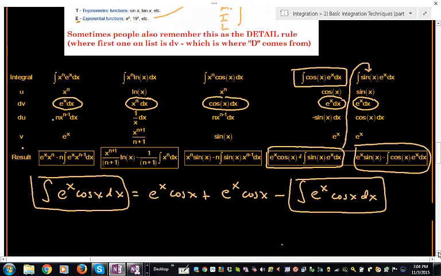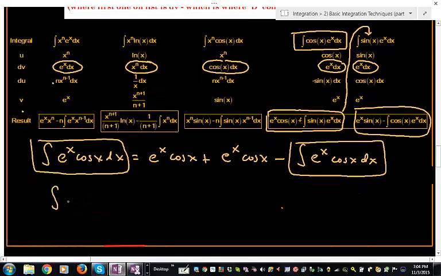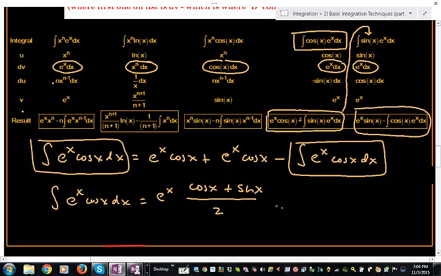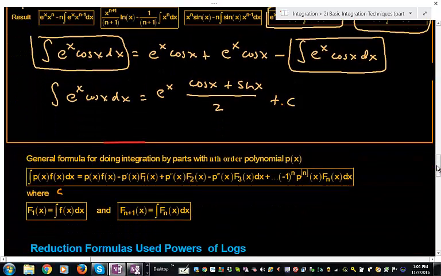When I do, I'll end up finding that the integral of e to the x cosine x dx is equal to e to the x times cos x plus sine x divided by 2 plus c. So this is a very unusual sort of way of doing integrals. I'll show you two more nice results.